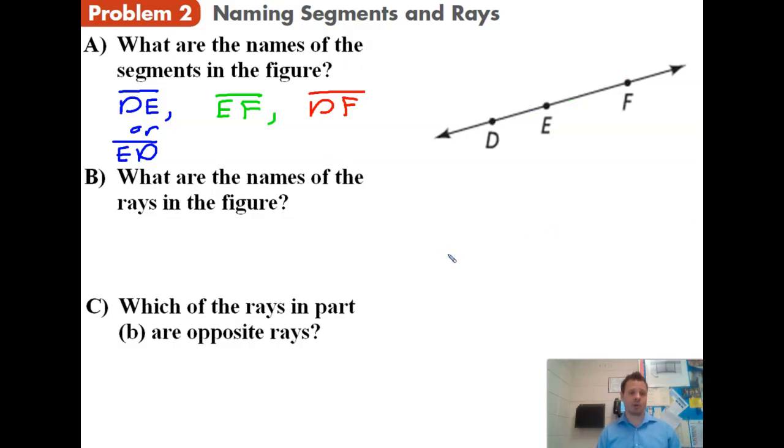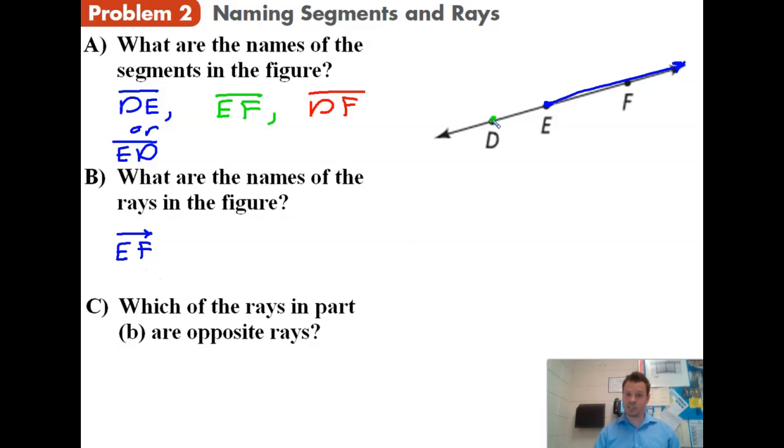Next up, let's talk about the rays. What are the names of the rays in the figure? And I believe there's 4 of them. First one we can do is start at E and run through F on and on forever. We'd call that ray EF, with that arrow pointing from the endpoint through the next point.